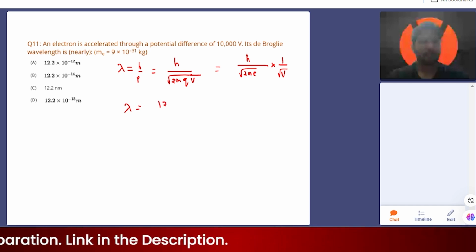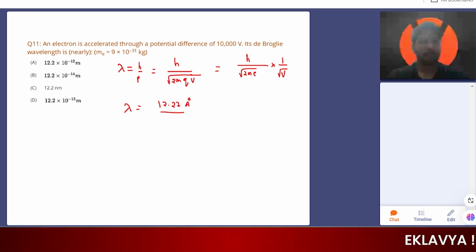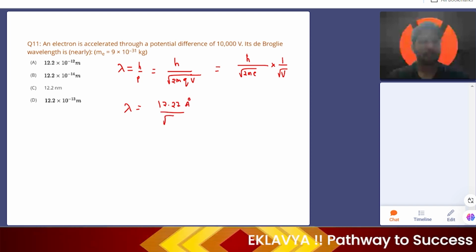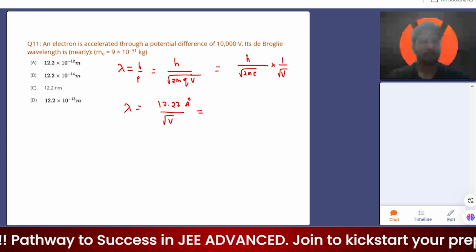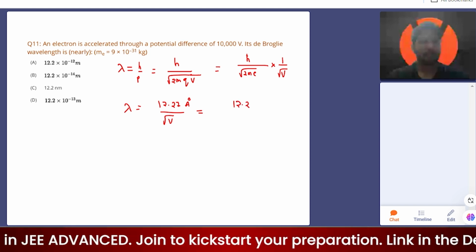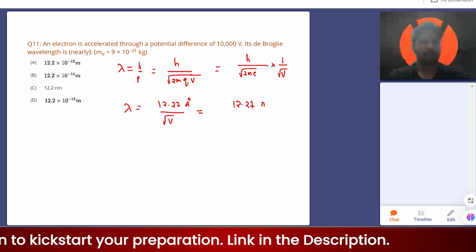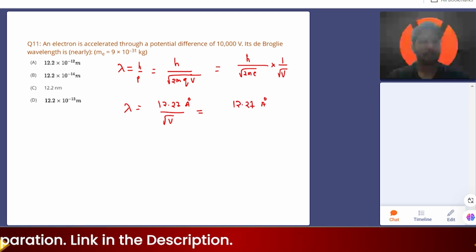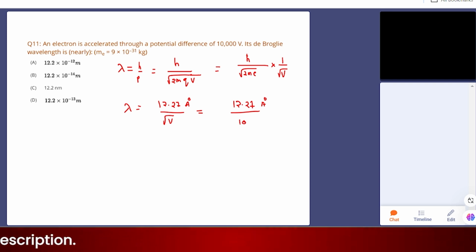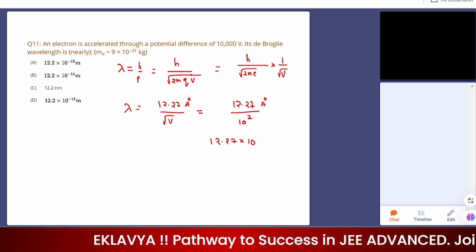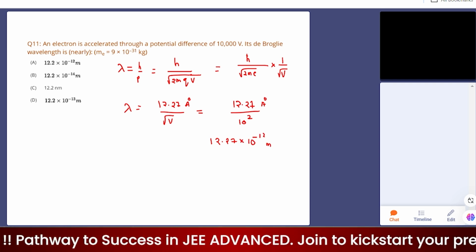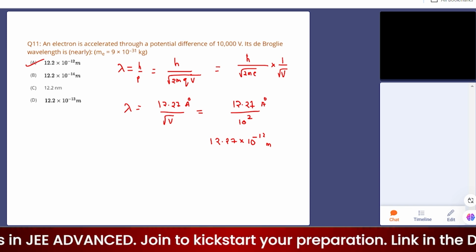It will be approximately 12.27 angstroms divided by root V. And now they have given the root V value as 10,000. After taking the root, it will be 12.27 angstrom. That will be 10 to the power minus 10 divided by 10 to the power 2. So you will have 12.27 into 10 to the power minus 12 meters. That will be option A.